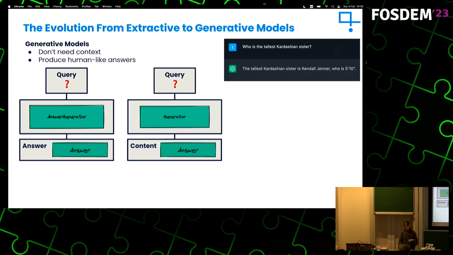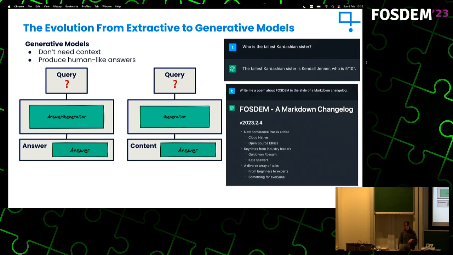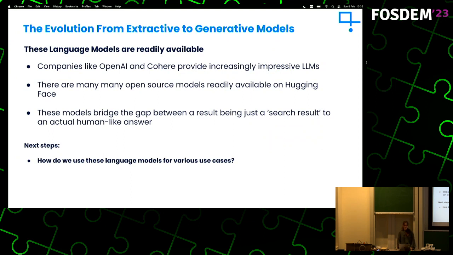This is not my creativity, by the way, but I think it's amazing. Write a poem about FOSDEM in the style of Markdown changelog. This is what you get. There you go. All right, so these language models are readily available.